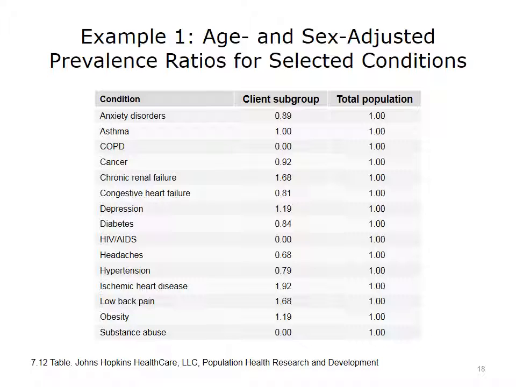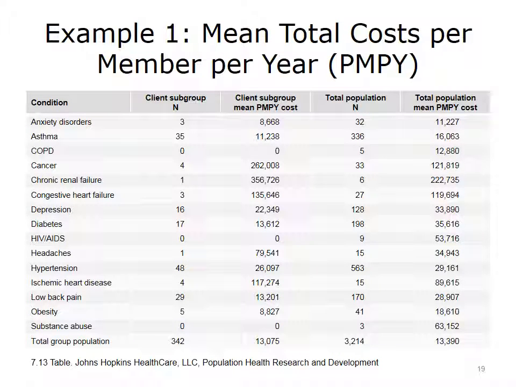And then in this situation, we are looking at depression in the overall population. The prevalence ratio is 1. In this population, after age and sex, the prevalence is higher for depression than in the overall population. We also begin to look at the number of people within the overall population with conditions and what their mean per member per year costs are.